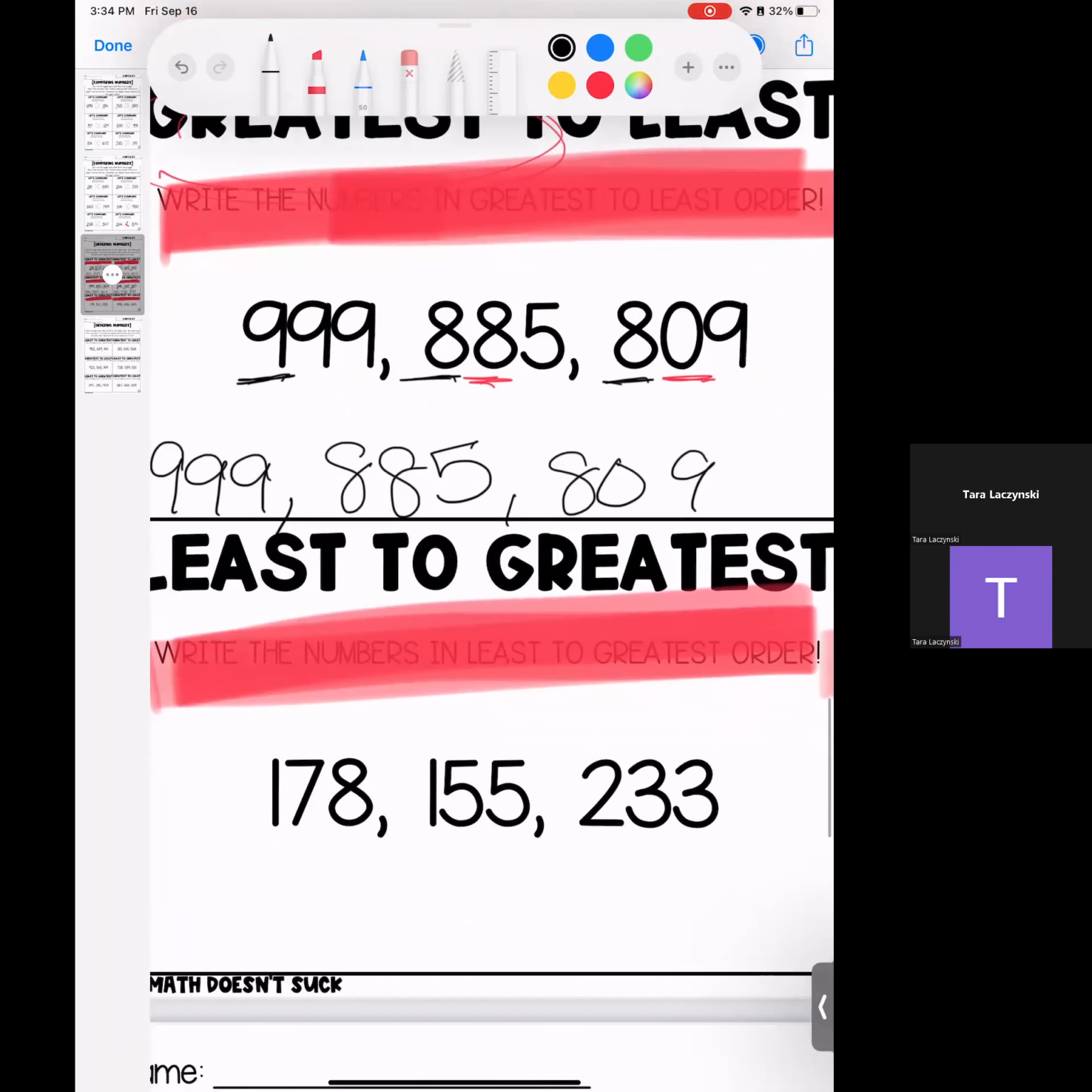Least to greatest. We have a 100, a 100, a 200. Our hundreds are the same, so we need to look at the tens. We have a 7 and a 5. Going from least to greatest, we have 155, 178, 233.